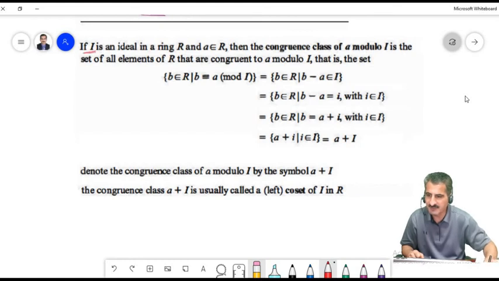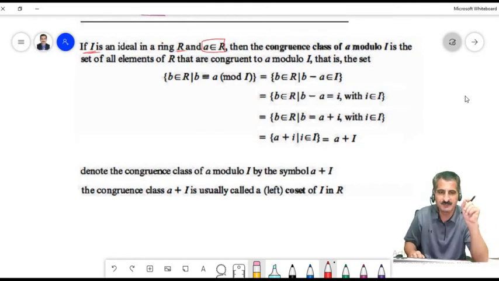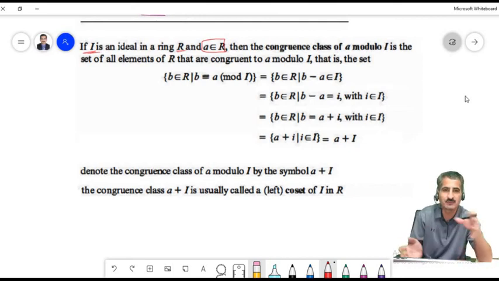If we start with an ideal I in a ring R, and now see in here, we want to choose an element. Stick an element in R, any element. It can be from the ideal itself or outside the ideal. We want to do the following.